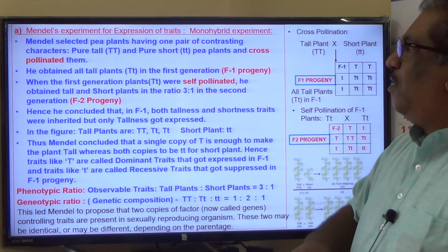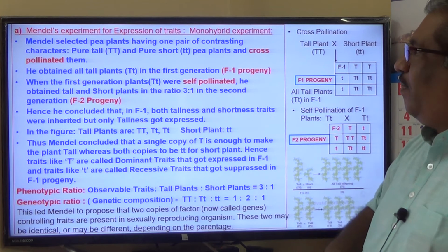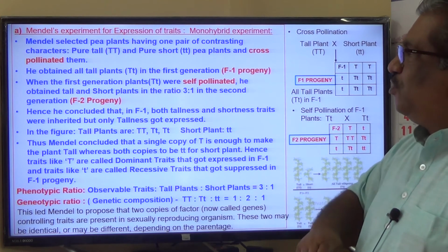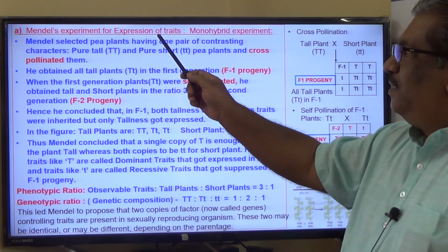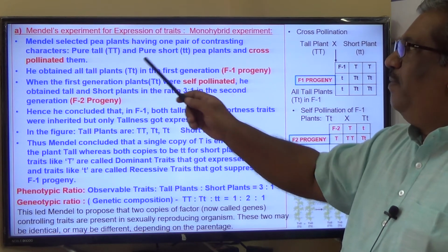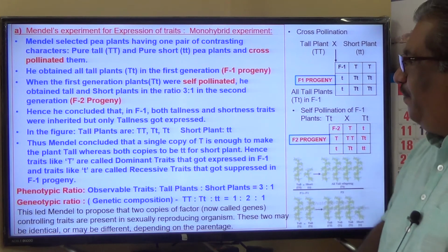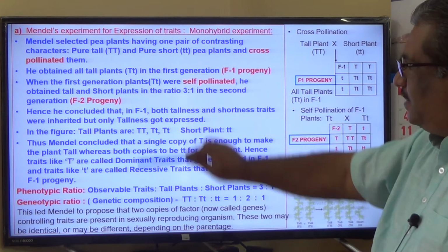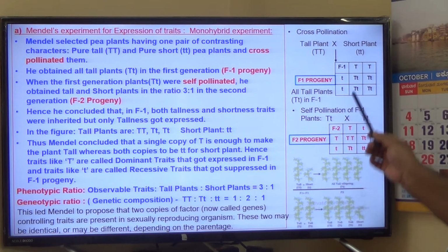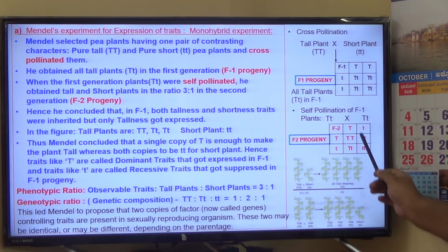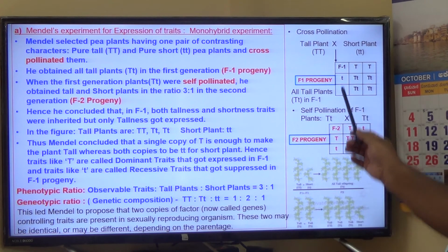So let us talk about Mendel's first experiment, which is a monohybrid experiment, and it shows the expression or dominance of traits. See here, this is the description part, and here you can see a square that has been drawn. These are called Punnett squares.